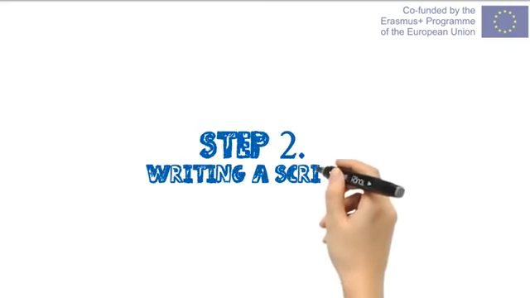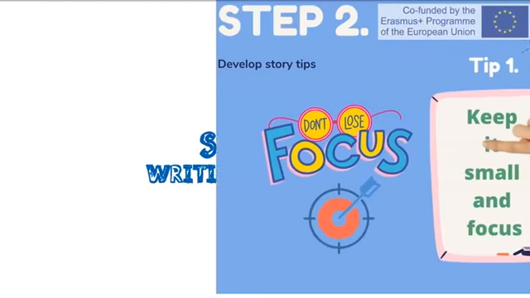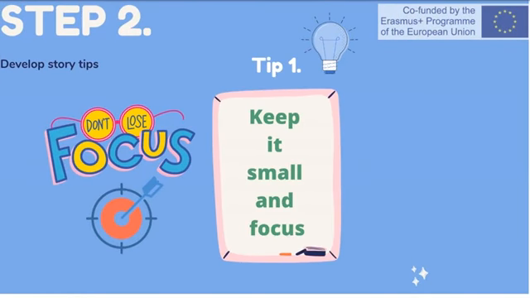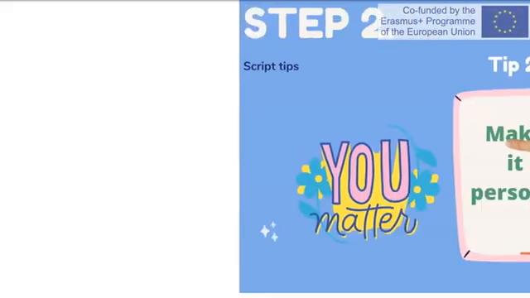Step 2. Writing the script. The next step is to organize your research and ideas so the digital story has an effective message. Tip 1. Keep it small and focused. Remember, you are not writing a script for a movie. You are writing it for a digital story which is only going to be about 2 to 5 minutes long. Focusing on a specific problem or topic will help you create a better digital story.